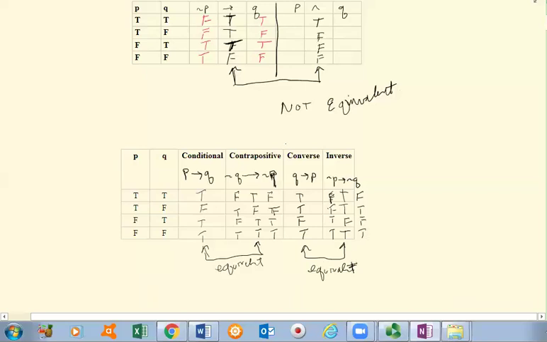So that means the converse of the conditional, which is if P then Q, its converse is the same as its inverse. So in general, the converse will be the same as the inverse for a given conditional. Given a conditional, if P then Q, then its converse will be the same as its inverse.